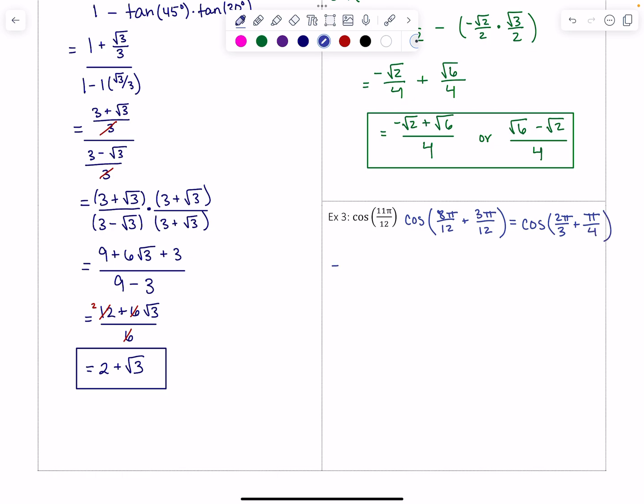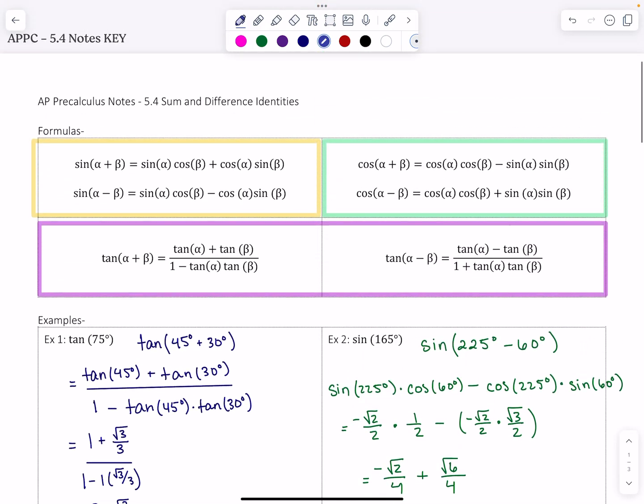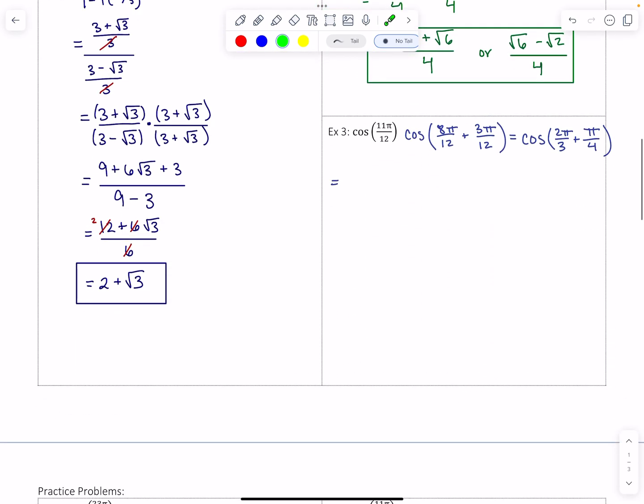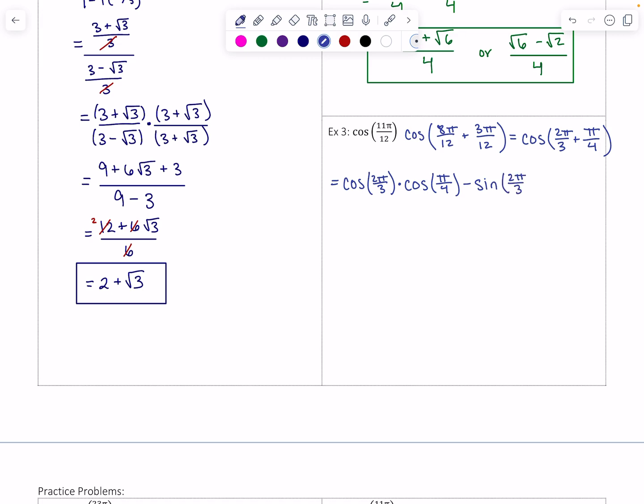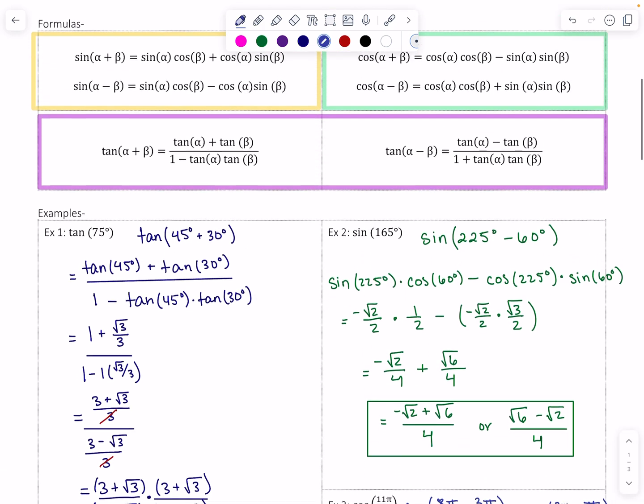All right, so using our cosine sum, scrolling back up here, using this formula up here, we are going to have cosine of 2 pi over 3 times cosine of pi over 4 minus sine of 2 pi over 3 times cosine pi over 4.